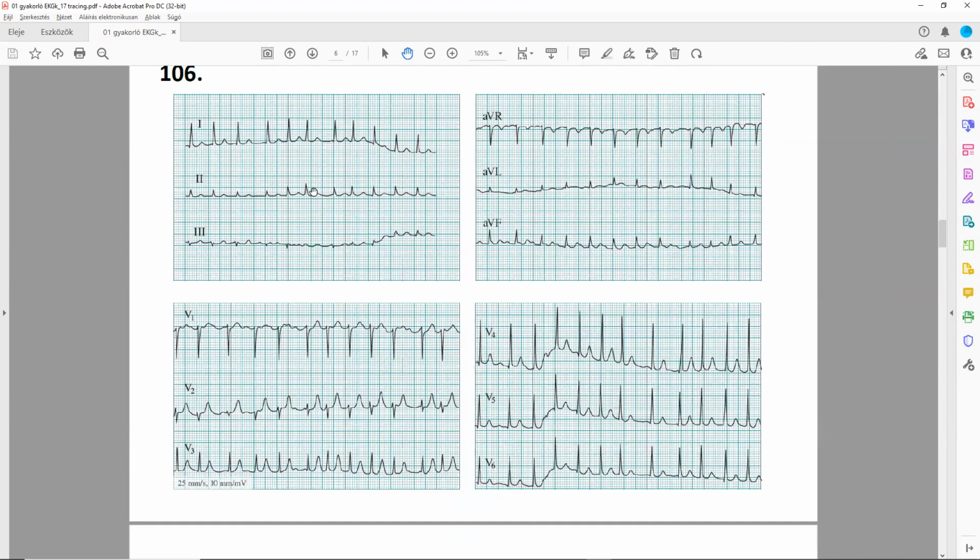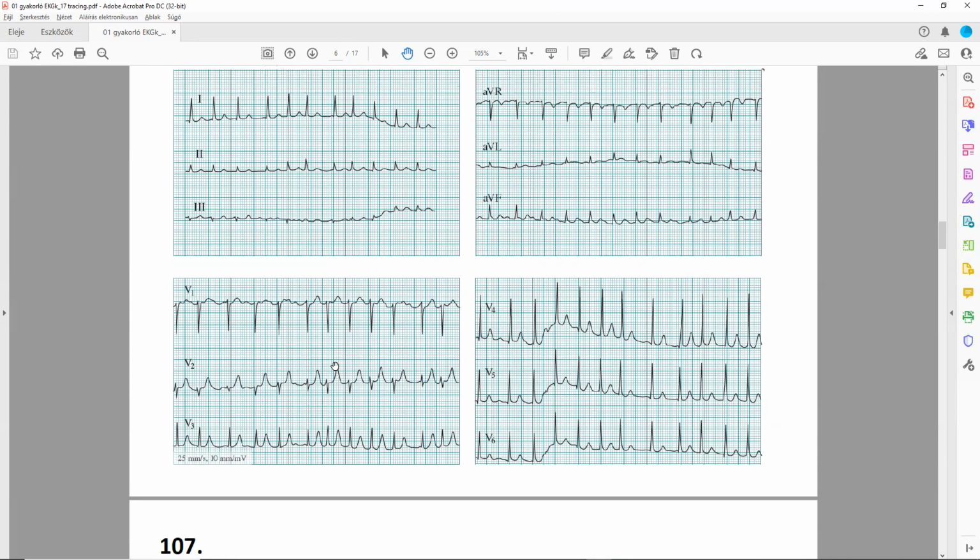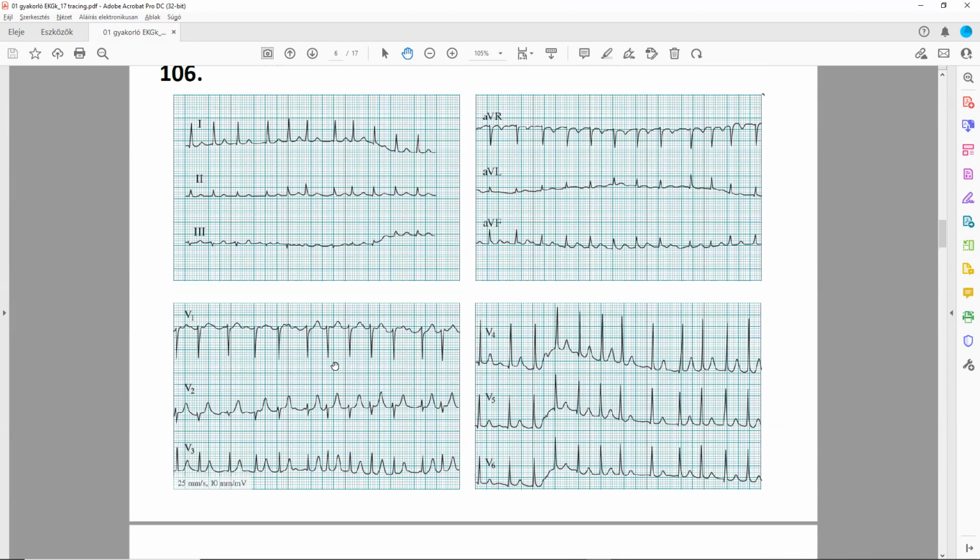So if we do have different P's as we had before, where we only had one beat, we could say that's multifocal atrial premature beats. But because we have a complete rhythm, we say that's a multifocal atrial rhythm. But because this one is tachycardic, you can say it's multifocal atrial tachycardia. Okay? For everybody?